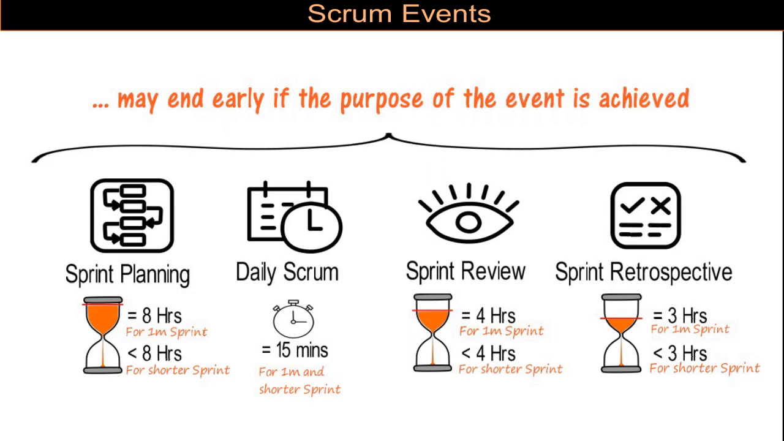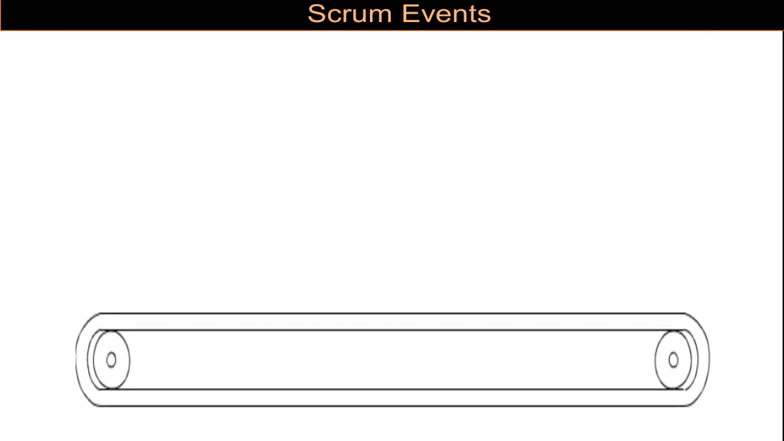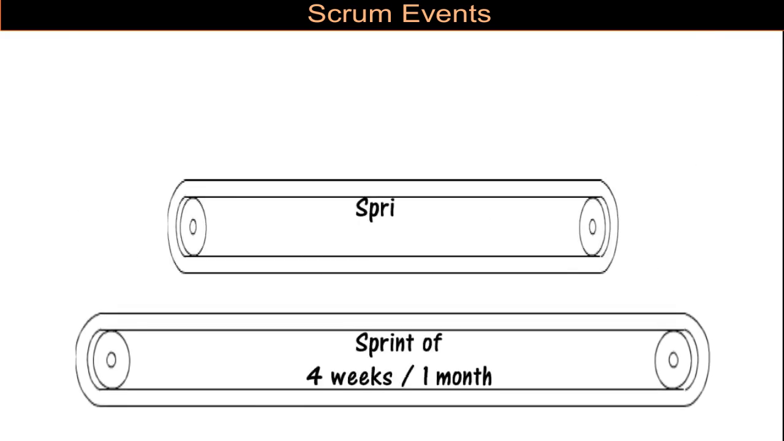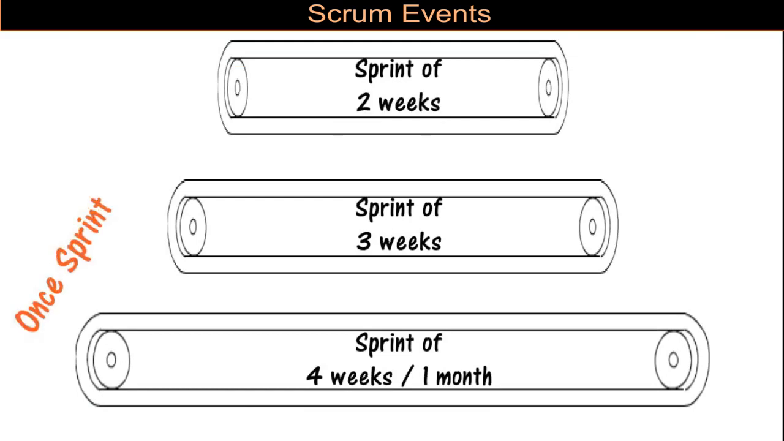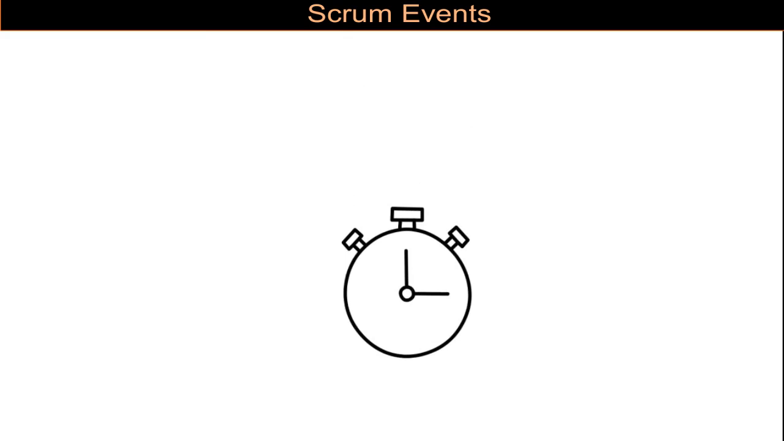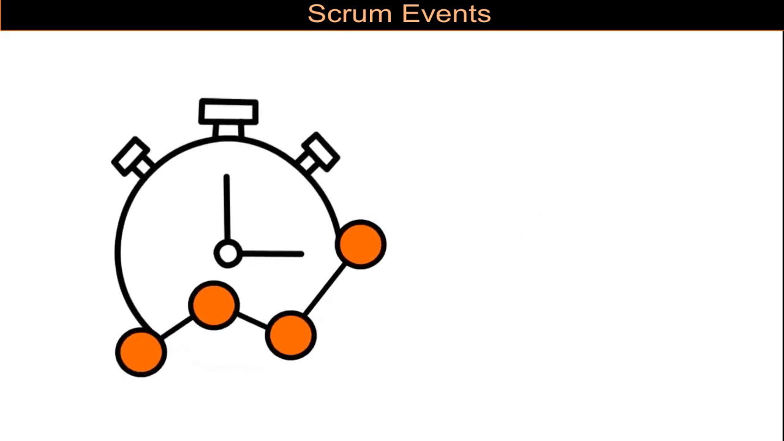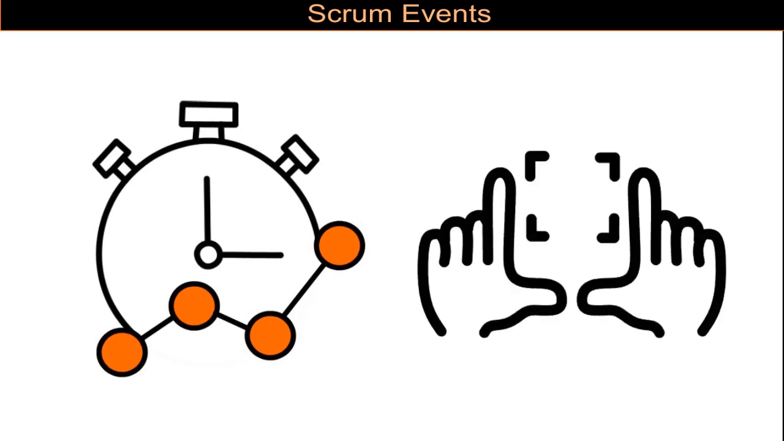If these 4 events can finish early, then what is special about the sprint? The duration of the sprint can be 1 month or less than a month. Once the sprint is initiated with a specific duration, that duration is frozen. In the middle of the sprint, you cannot shorten or lengthen its duration. But why are the Scrum events time-boxed with a fixed maximum duration? This is done to maximize productivity. We want the Scrum team to focus on the real problems instead of going into too much unnecessary detail.